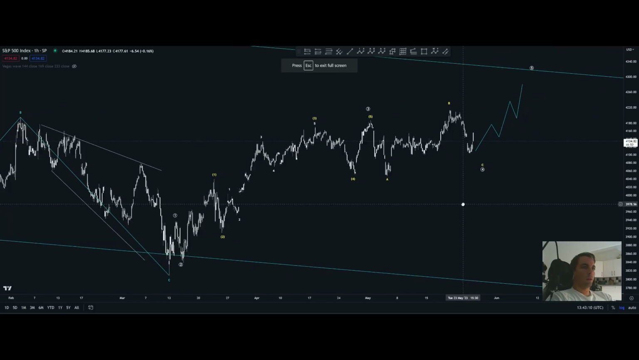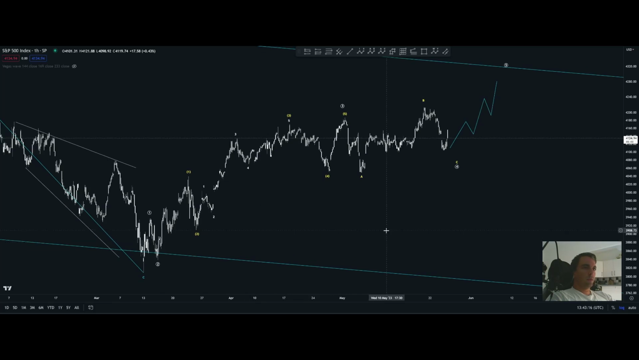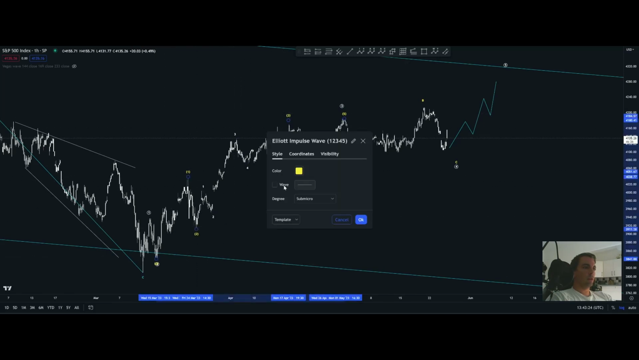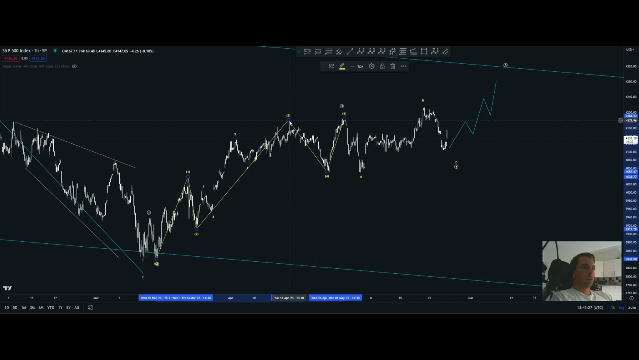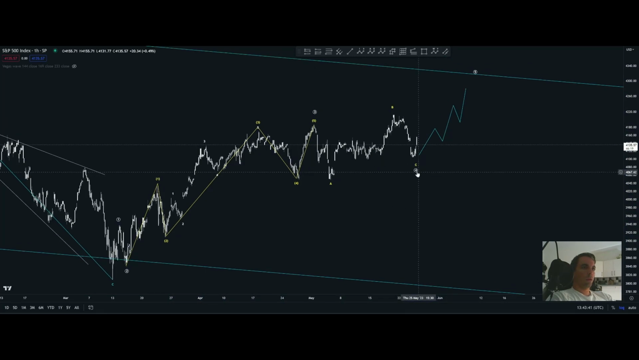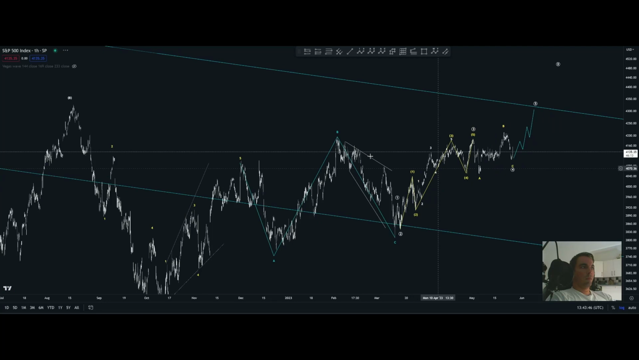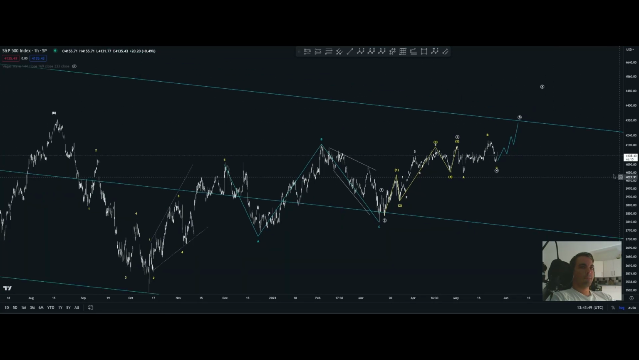Right. This was the best way for me to count it. So 1, 2 with the 1, 2, 1, 2, 3, 4, 5 for the inner 3 to end here. Some sort of a corrective, 5 to end your third wave, then a 3 and a 3, and I thought it's gonna make a lower low. And a 5, and then one more impulse to come. And probably a place where it's gonna die.